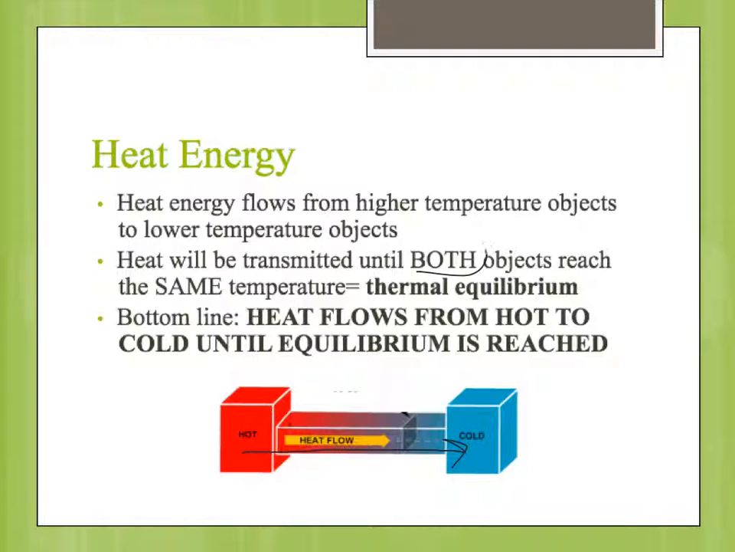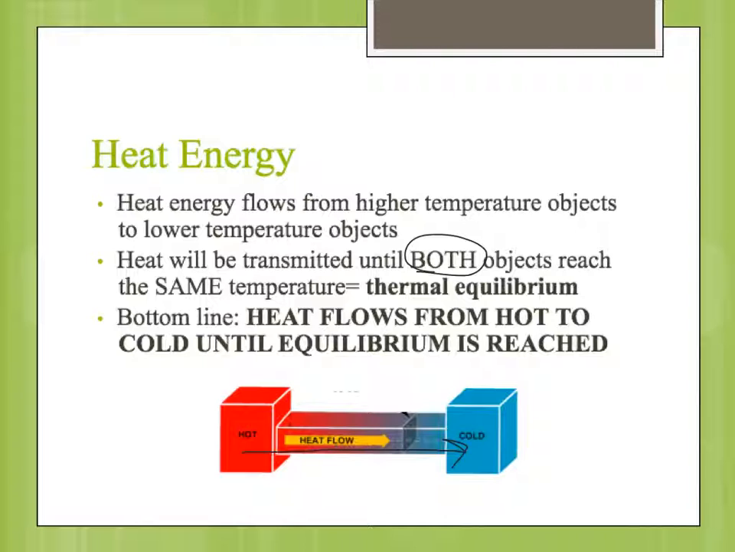until both objects have reached the same temperature. Once both objects have reached the same temperature, we call that thermal equilibrium, and now there's no difference between which one's colder and which one's hotter because they're the same. So that's when heat flow stops, when the two objects are at what we call thermal equilibrium. So bottom line is heat flows from hot to cold until you get to thermal equilibrium, or when both objects are the same exact temperature.